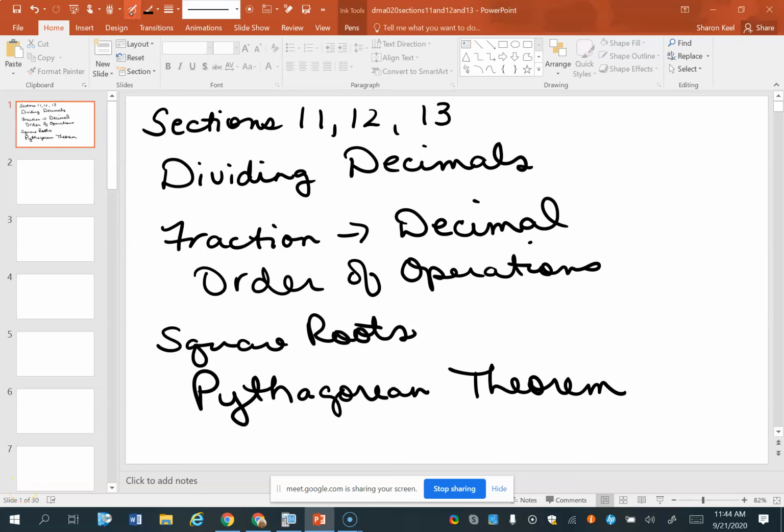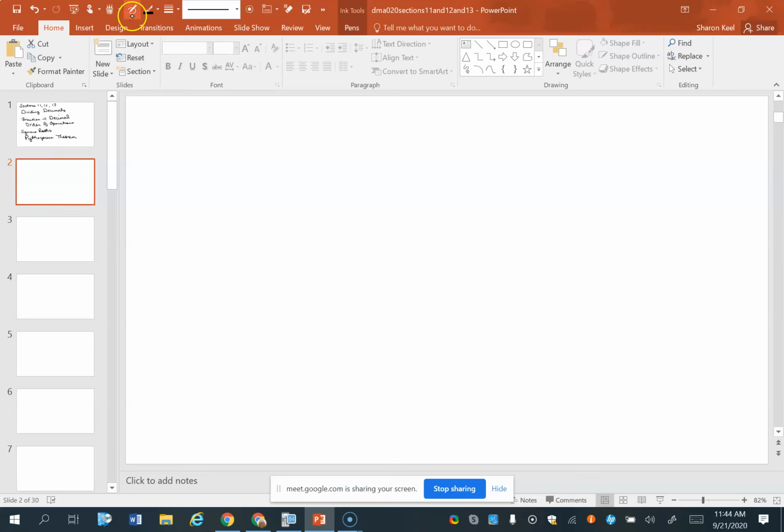So today we are going to cover sections 11, 12, and 13: dividing decimals, converting from fraction to decimal or vice versa, order of operations, square roots, and the ever famous Pythagorean theorem. So we will begin with the division of decimals.